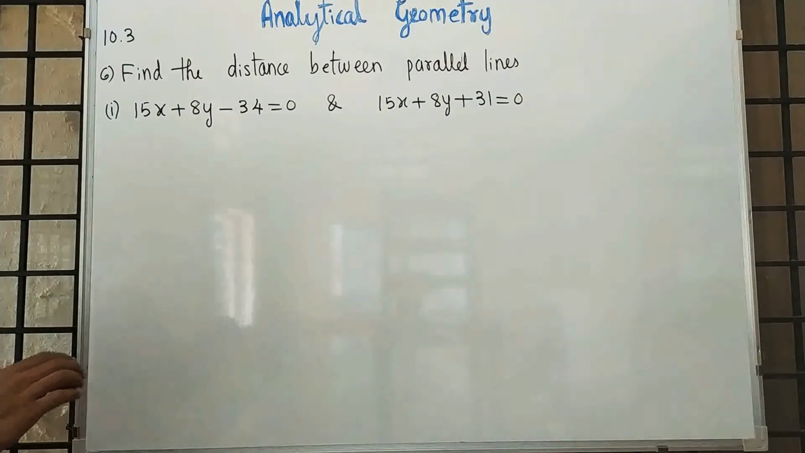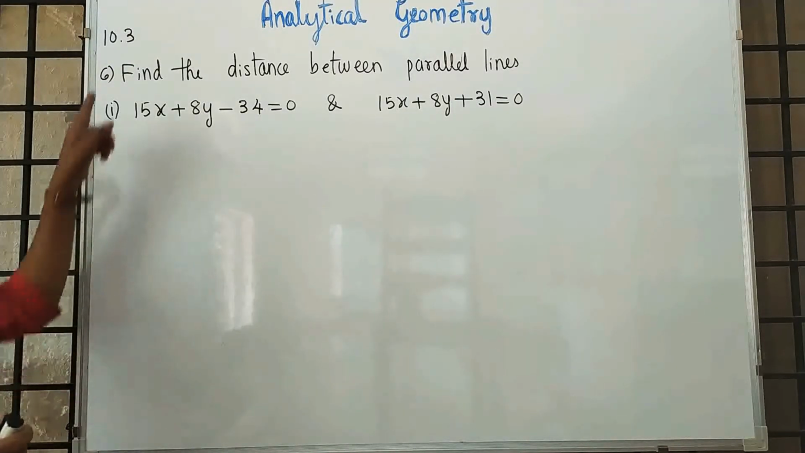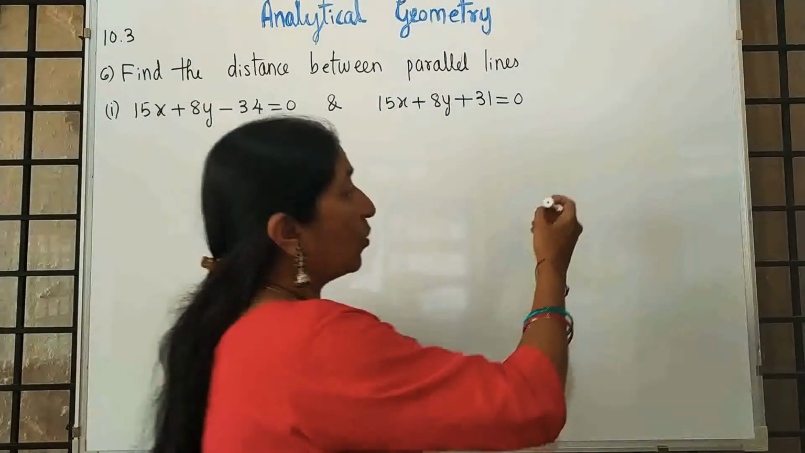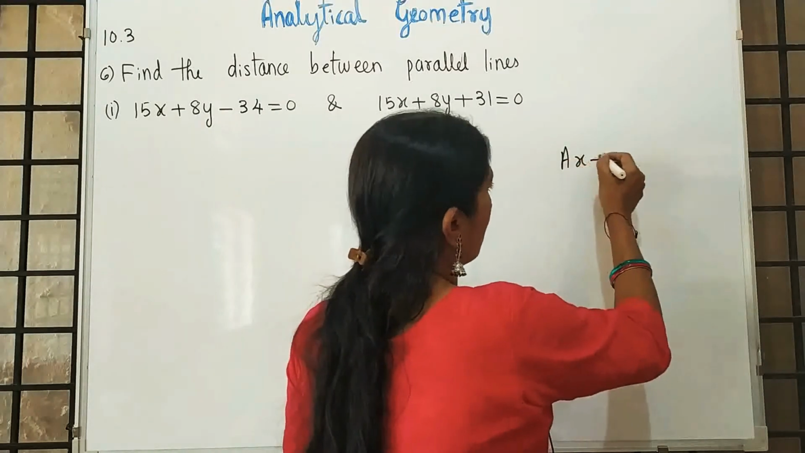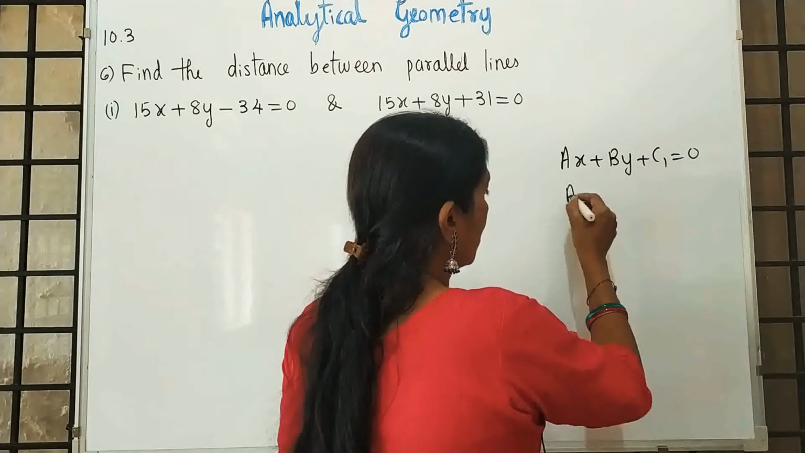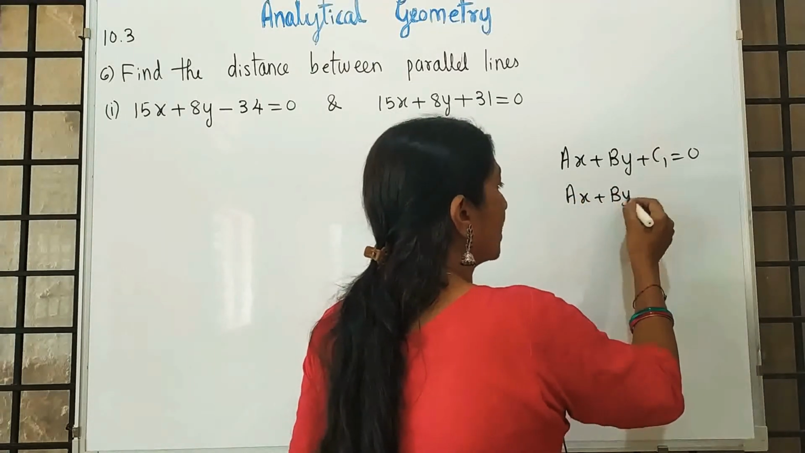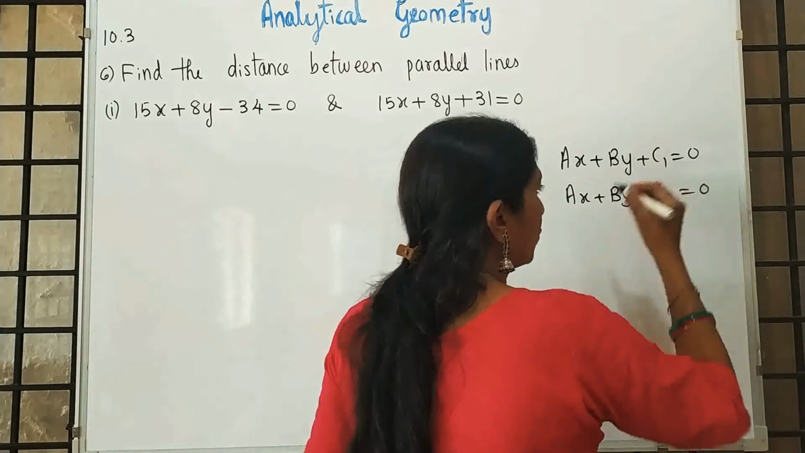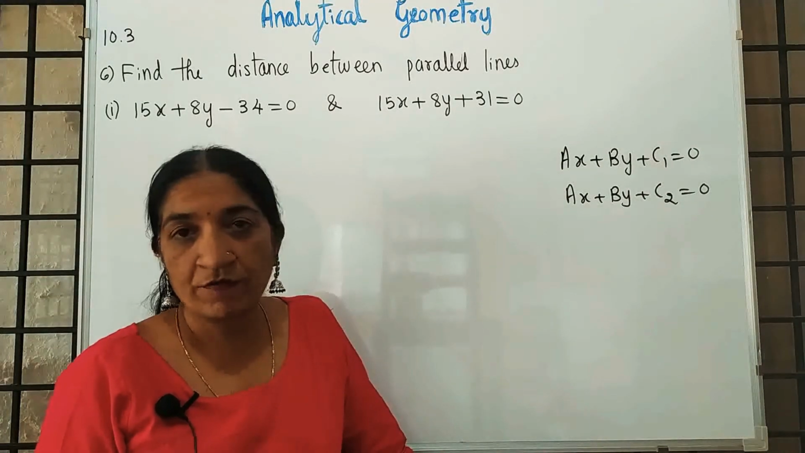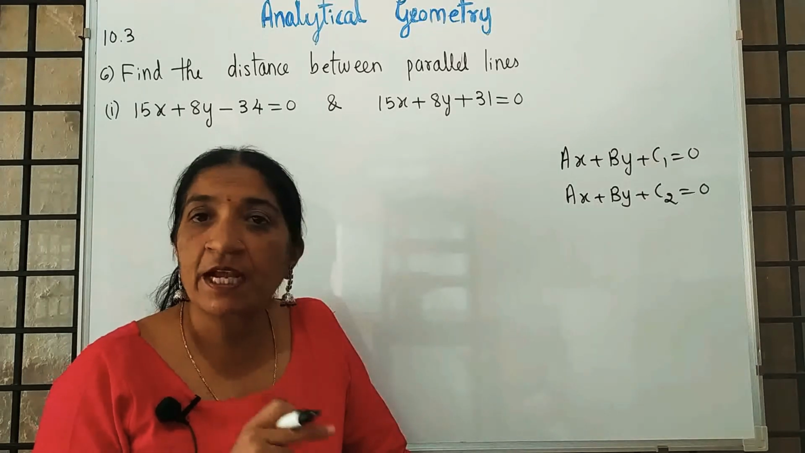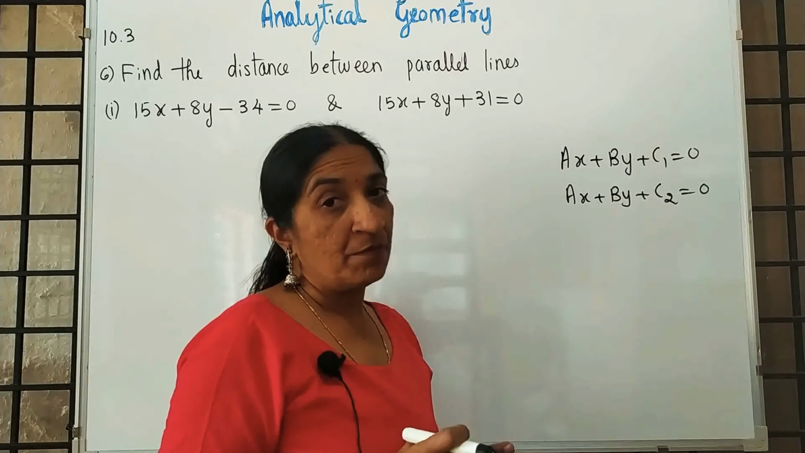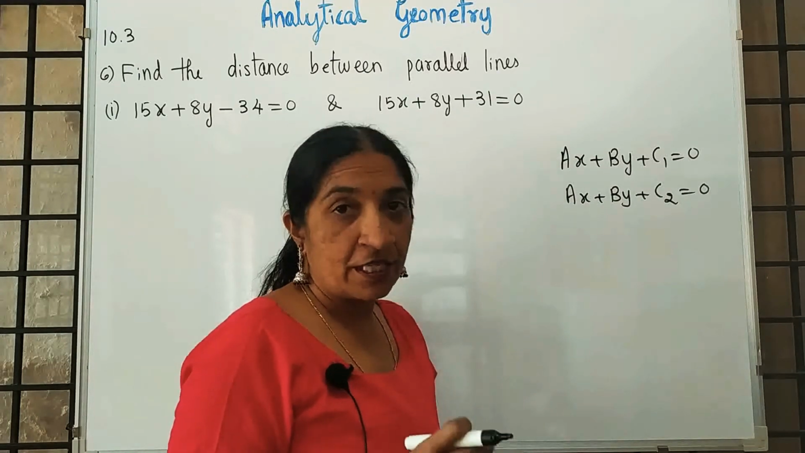See, already we completed the example till 5th. Now 6th it is. Find the distance between the parallel lines. So how to identify they are parallel lines? See, ax plus by plus c1 is equal to 0. Next one is also ax plus by plus c2 is equal to 0. We are observing that x and y coefficients are same. Only thing they differ by their constants. If their x and y coefficients are same and they differ by constants, they are parallel lines.